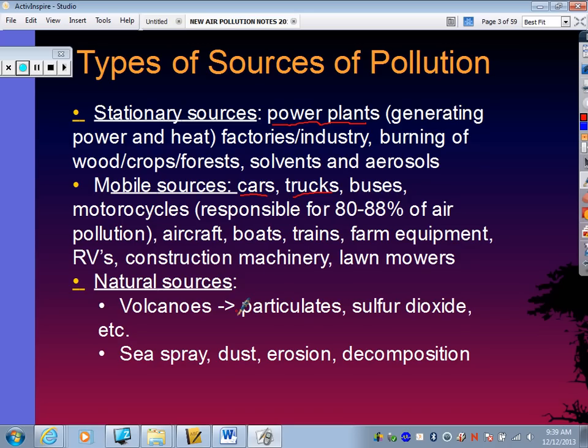And then you have some natural sources of air pollution. Volcanoes give off particulates and sulfur dioxide, and then you also have sea spray from the ocean, dust, erosion, decomposition. Those all give off different types of air pollutants.